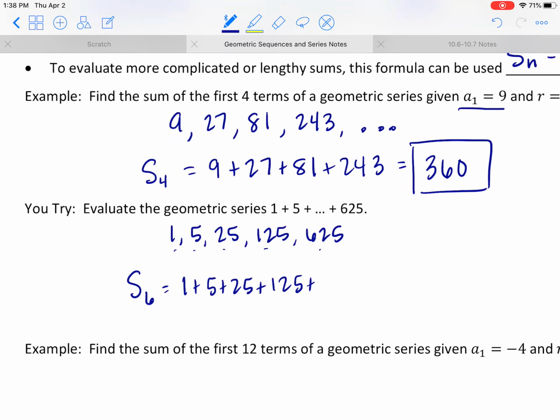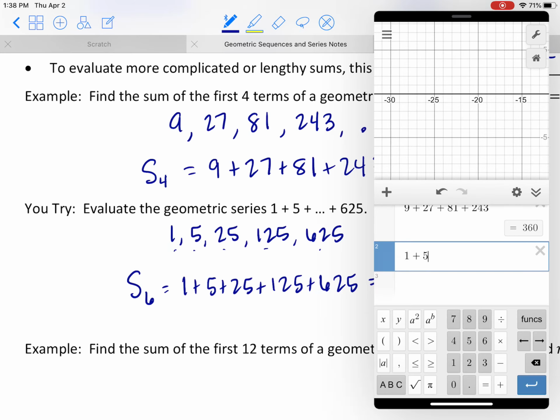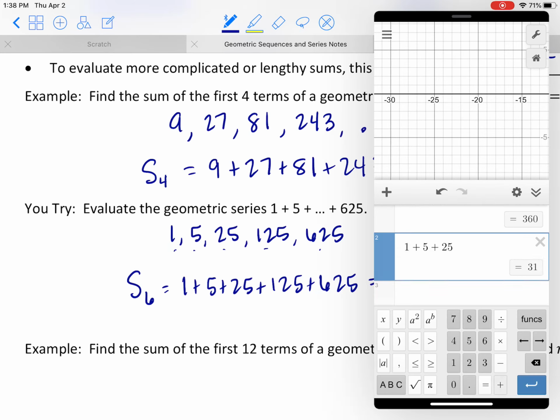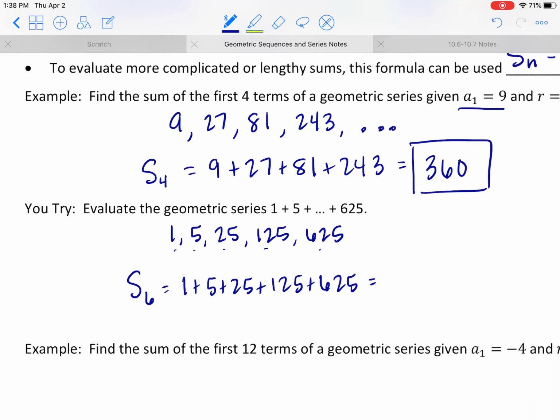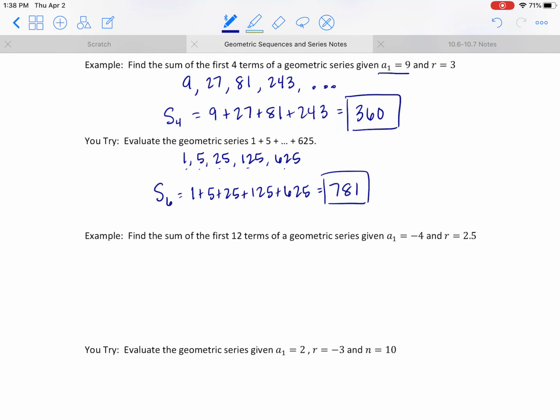So the sum for these 1, 2, 3, 4, 5, 6 terms, 1 plus 5 plus 25 plus 125 plus 625, is going to equal, well, let's see. 1 plus 5 plus 25 plus 125 plus 625 is 781. Okay, no formula needed to add 4 or 5, a handful of terms. And these terms don't have any decimals or fractions, so they're pretty easy to type in.